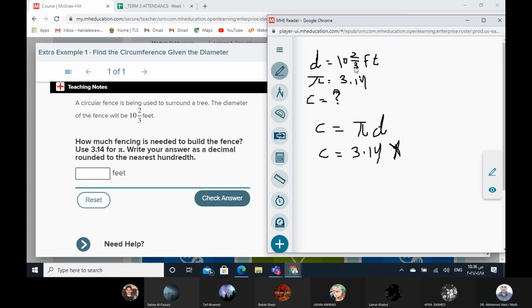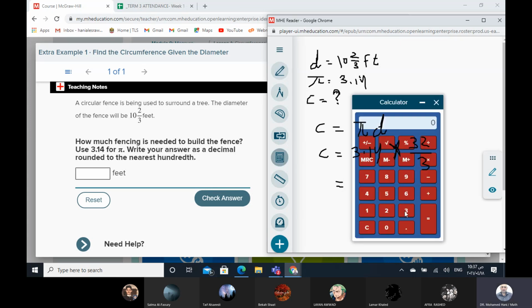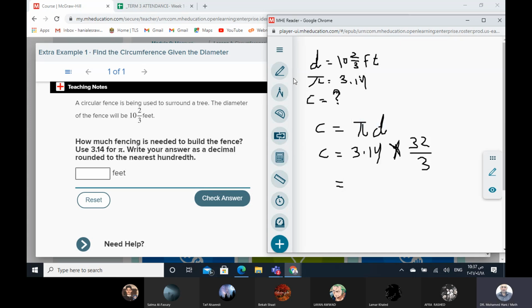10 times 3 is 30. 30 plus 2 is 32, over 3. Now we can multiply 3.14 times 32 divided by 3. 3.14 times 32 equals 100.48, divided by 3. So the answer will be 33.49 feet. Who has any question here?